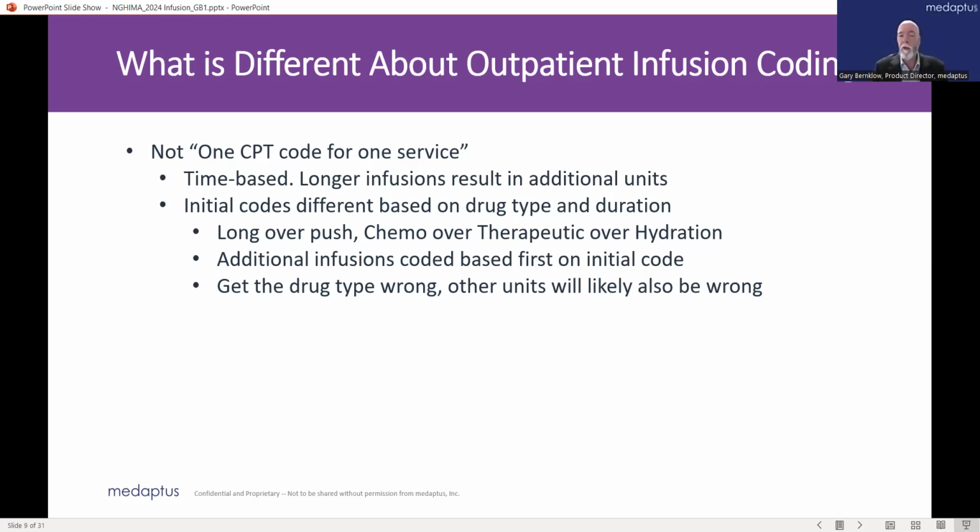And if you get the drug type wrong in any one of these scenarios, your billable units are likely going to be wrong, and not just your initial service. You're likely going to have your other billable codes incorrect as well.